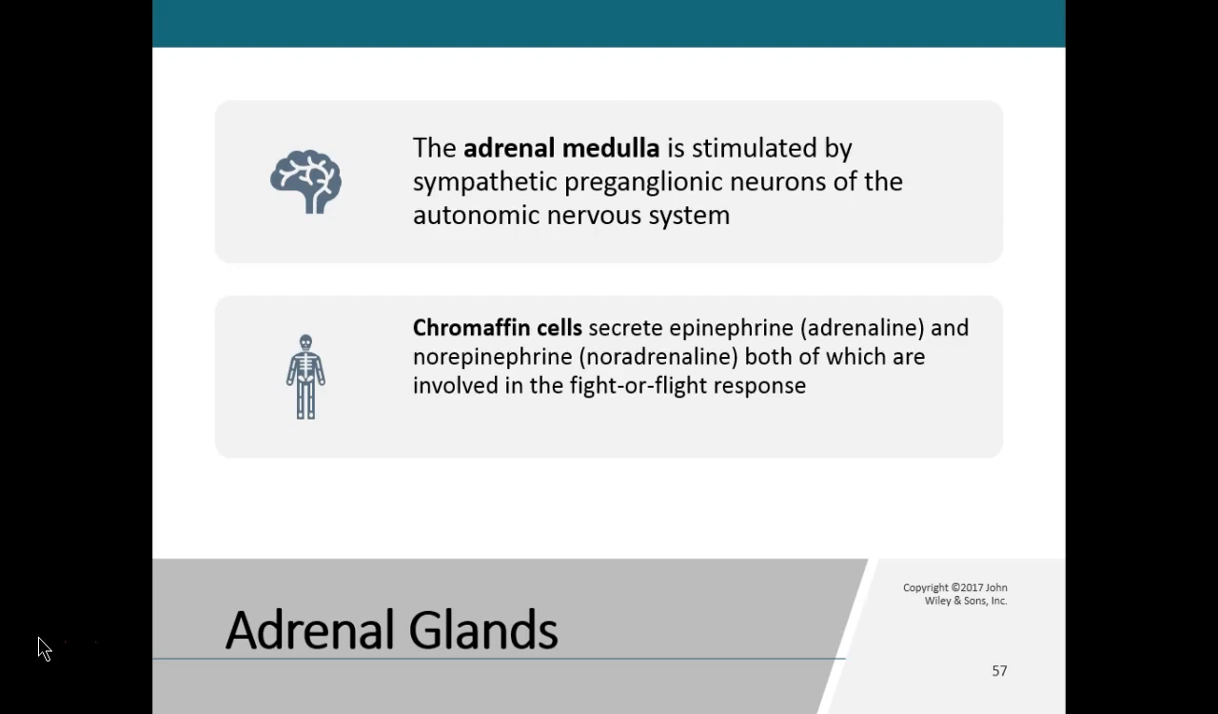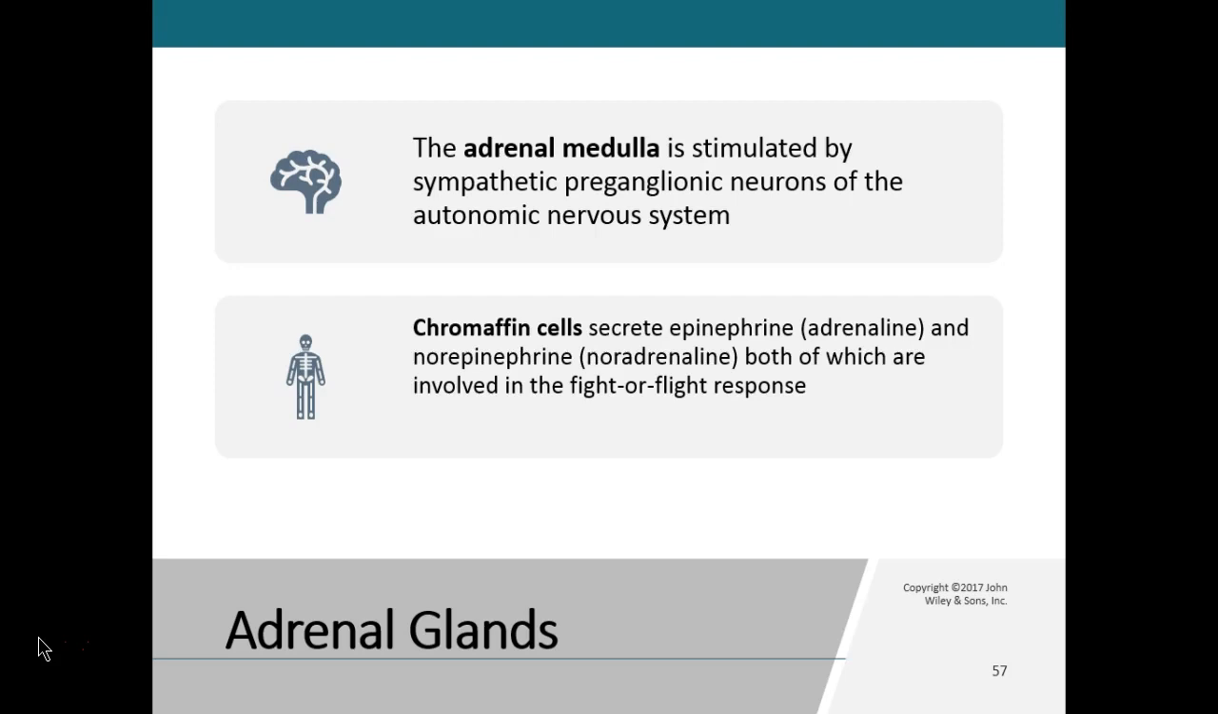About 80% is epinephrine and about 20% is norepinephrine. And the role of these hormones secreted from the adrenal medulla is to intensify the autonomic sympathetic nervous system responses in other parts of the body.